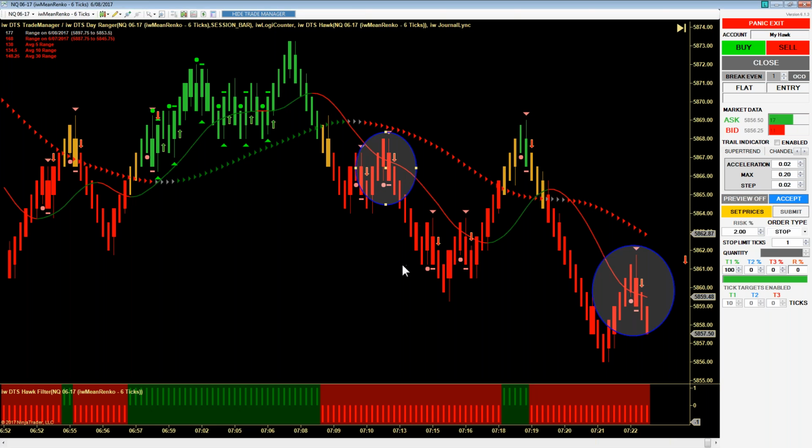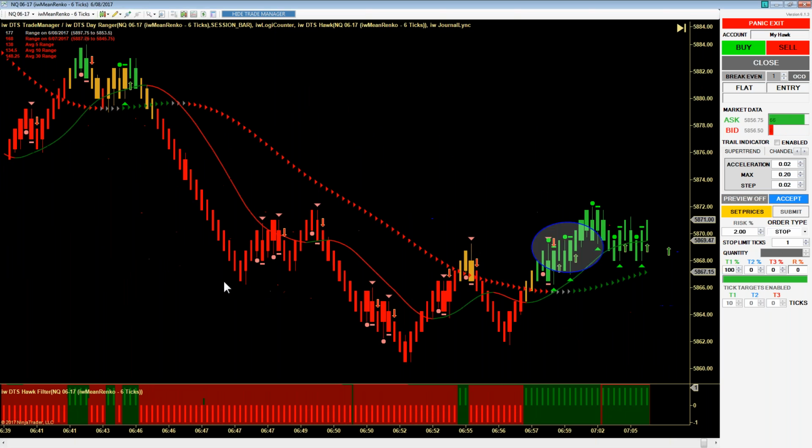This is a first micro-macro cross. This is a first micro-macro cross. And this is also a first micro-macro cross.